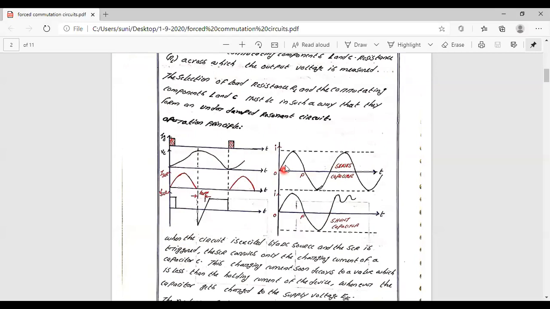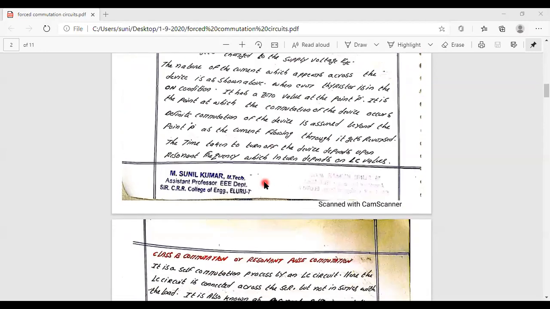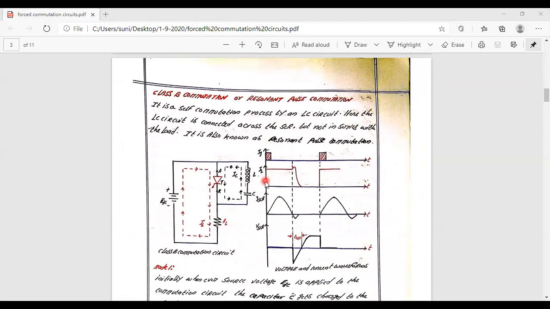You may have different current waveforms depending on the connection of the capacitor. So the waveforms here are for the capacitor connected in series, and in shunt. Okay, then moving to the other, that is the class B commutation, isn't it? In the case of this class B commutation, it is considered to be a resonant pulse commutation.